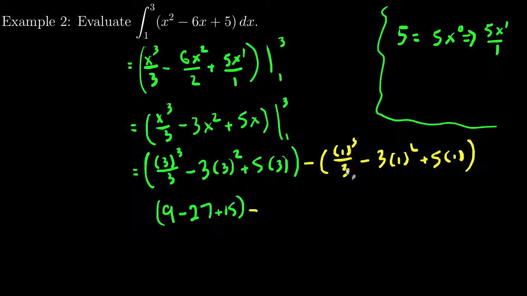1 cubed is 1, divided by 3 is 1/3. 1 squared is 1, times 3 is 3. 5 times 1 is 5. And now I have to clean this up a little bit. 9 minus 27 is negative 18, plus 15 is negative 3.